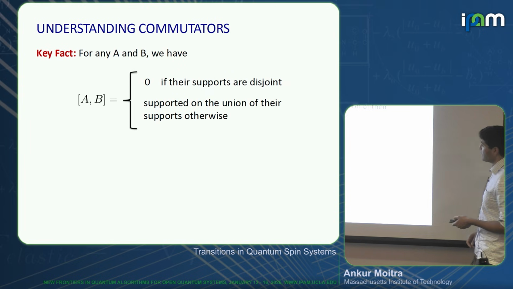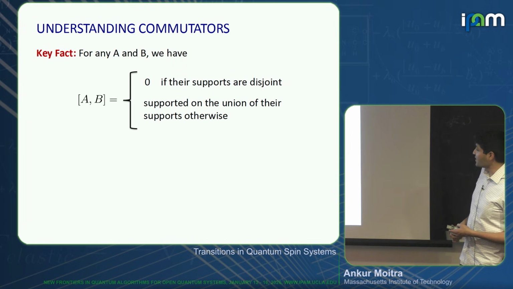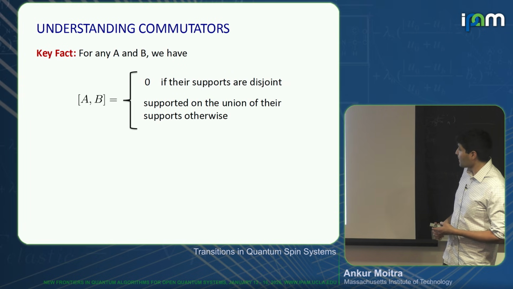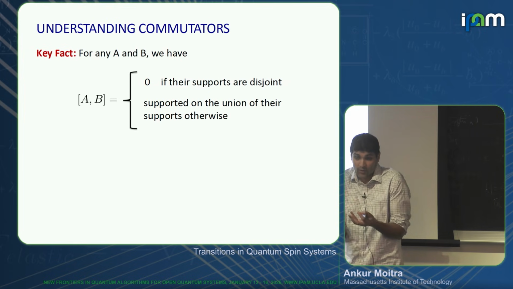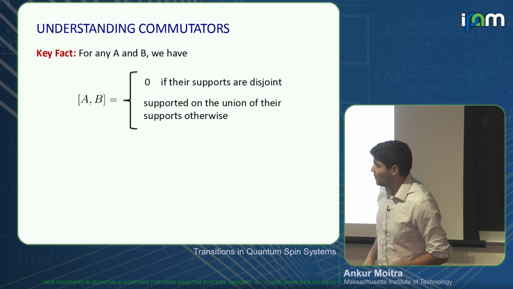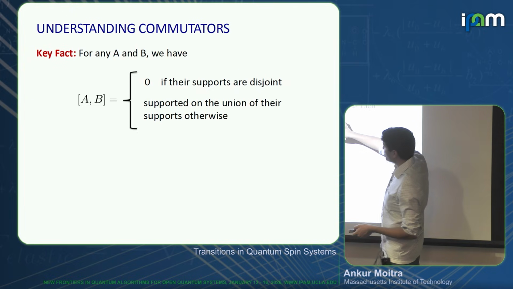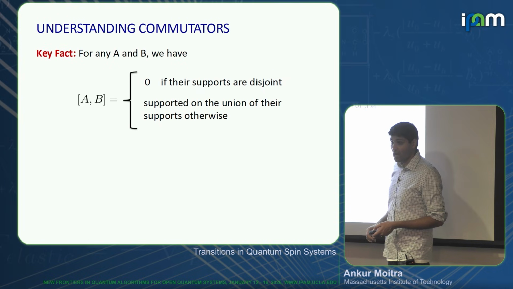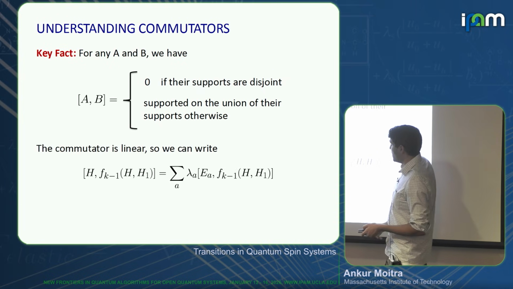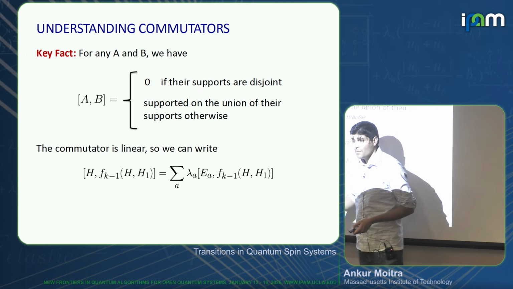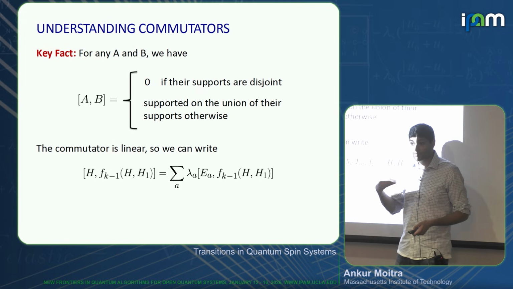And the important thing is that, for the commutator, if I take any two matrices A and B, well, if their supports are disjoint, the qubits that they're acting on, then their commutator is going to be 0. But otherwise, if their supports are not disjoint, then whatever I get out of the commutator is supported on the unions of their supports.